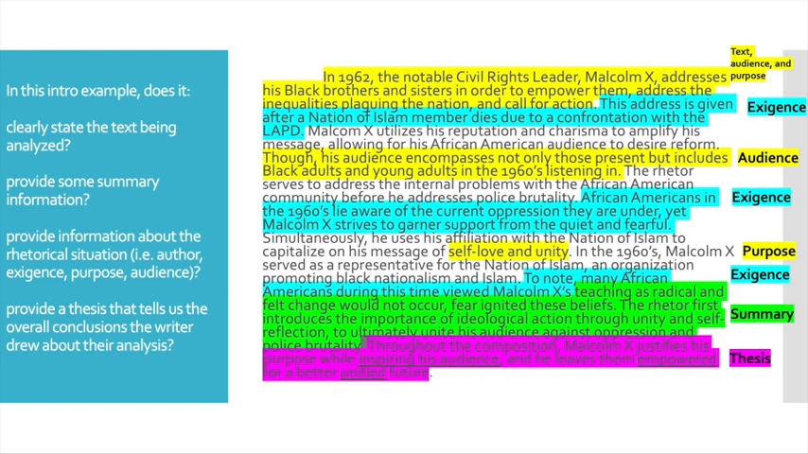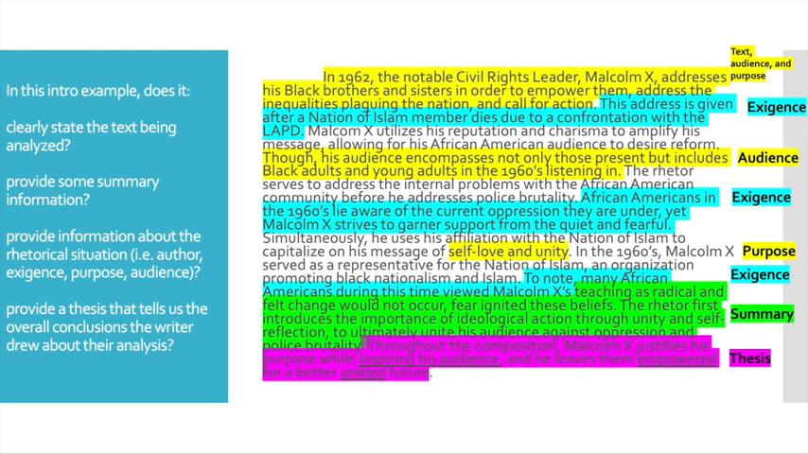As you can see, and I've given you some highlights, color-coded, throughout this particular example, the writer has shaped the introduction in order to really introduce the audience to the speech that they're analyzing, provide the exigence for the speech, the purpose, the audience, a little bit of summary, and then the thesis.